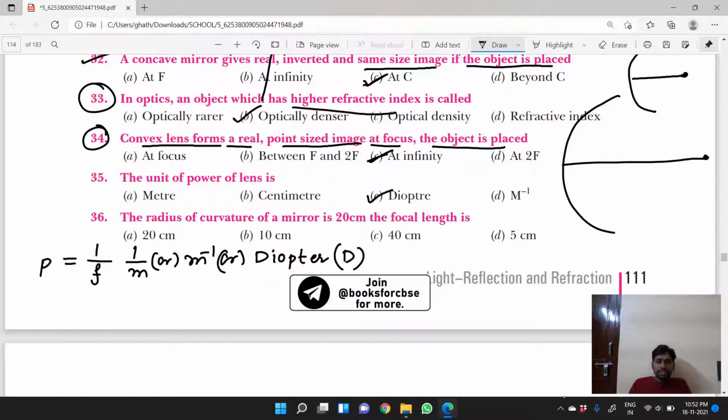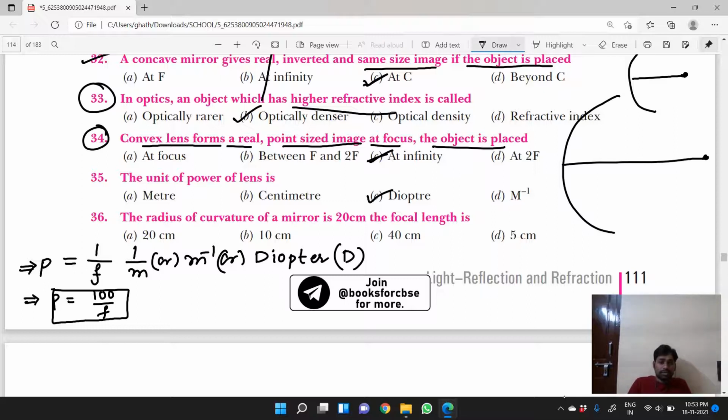If it is in meters, this is the formula. If focal length is given in centimeters, then P is equal to 100 by f in centimeters. When focal length is given in centimeters, it is converted like this. So, in terms of focal length, use this for good understanding. You can take this formula.